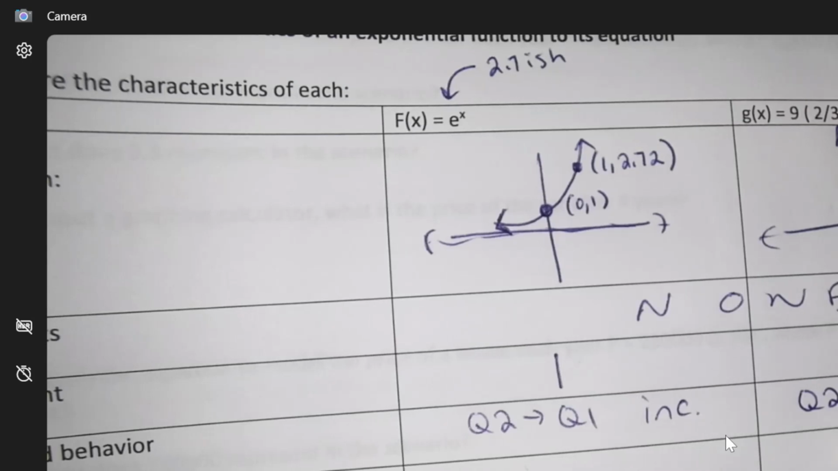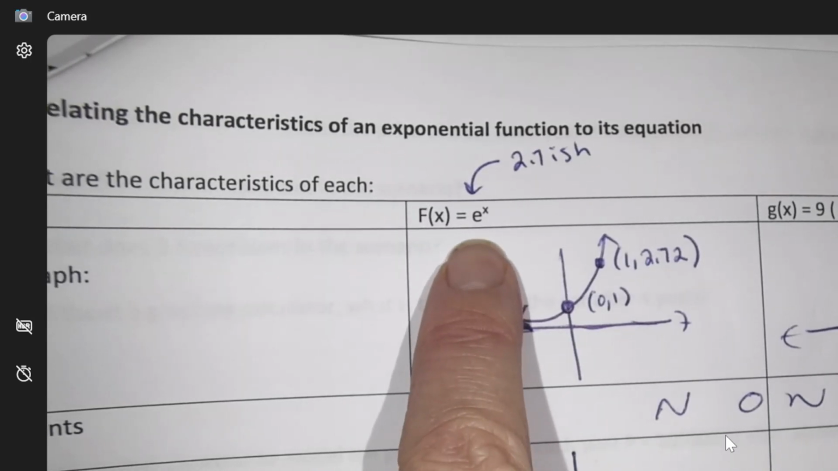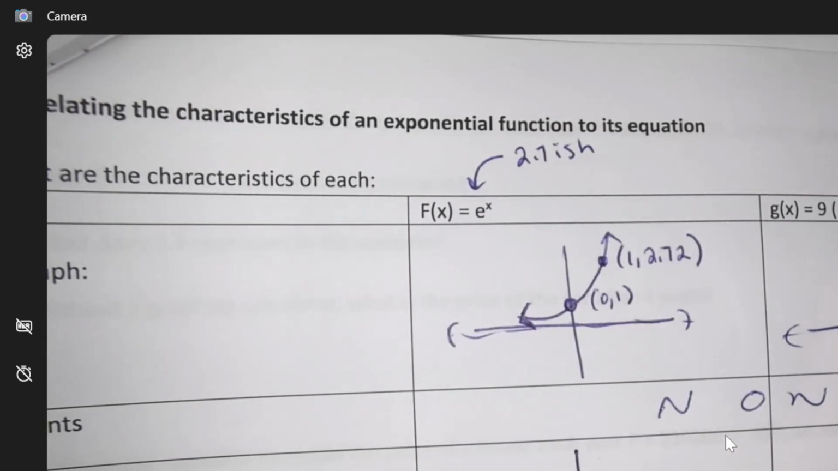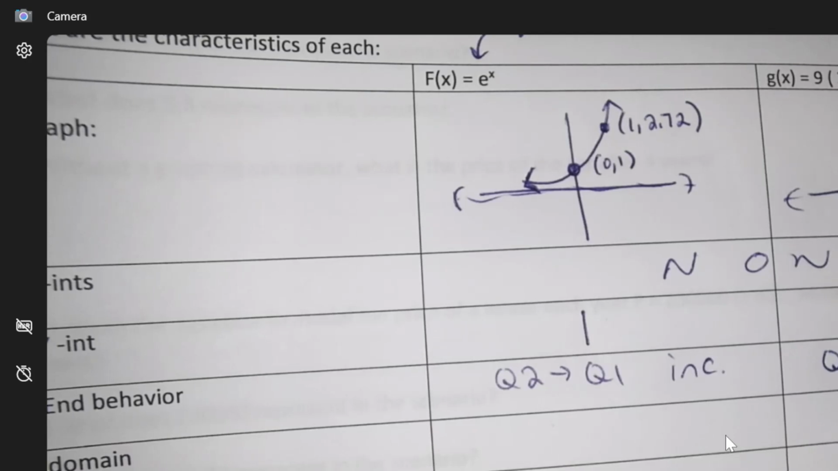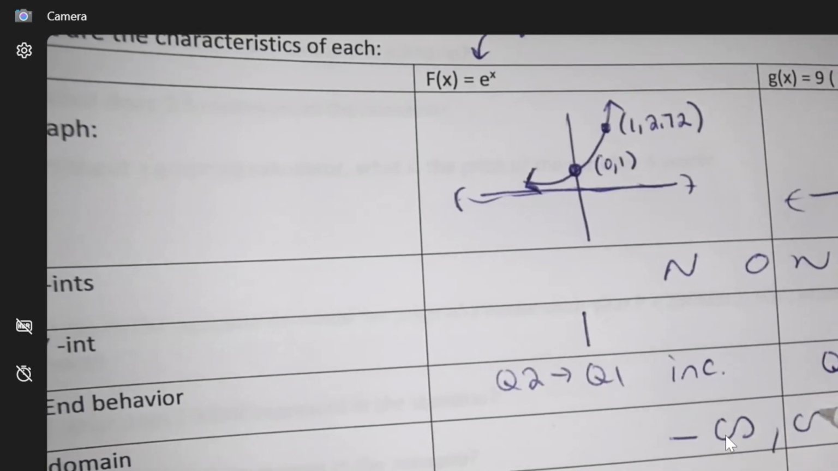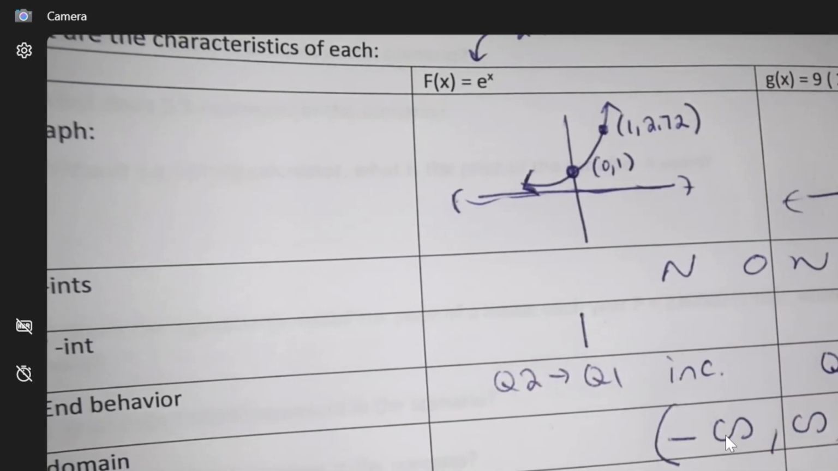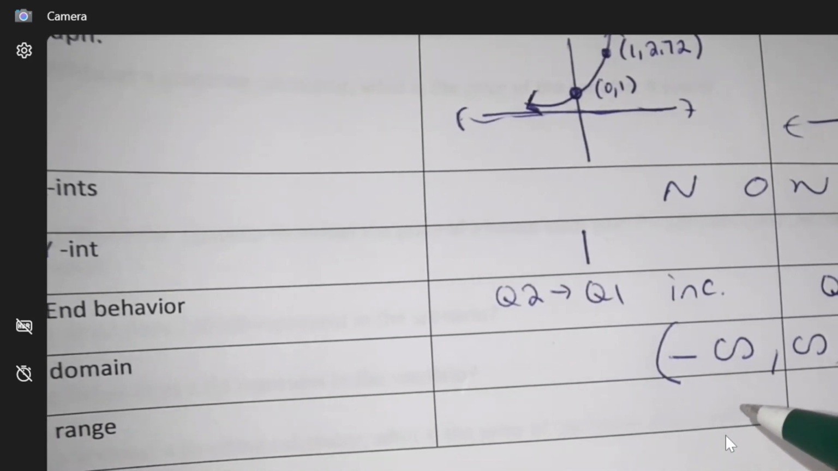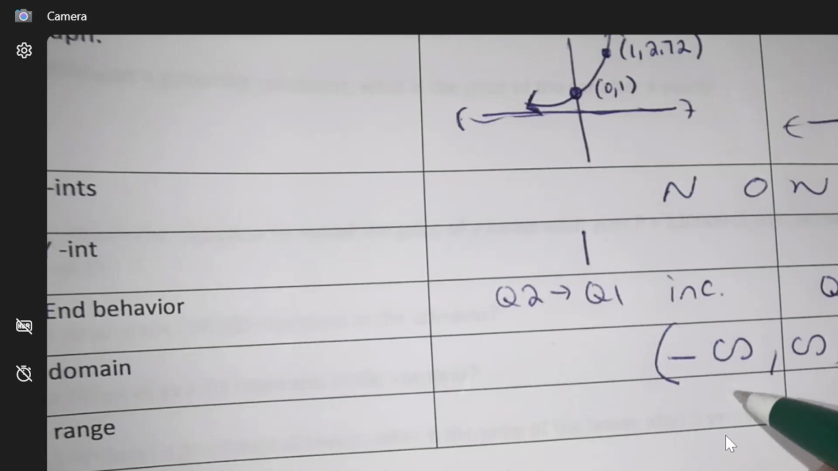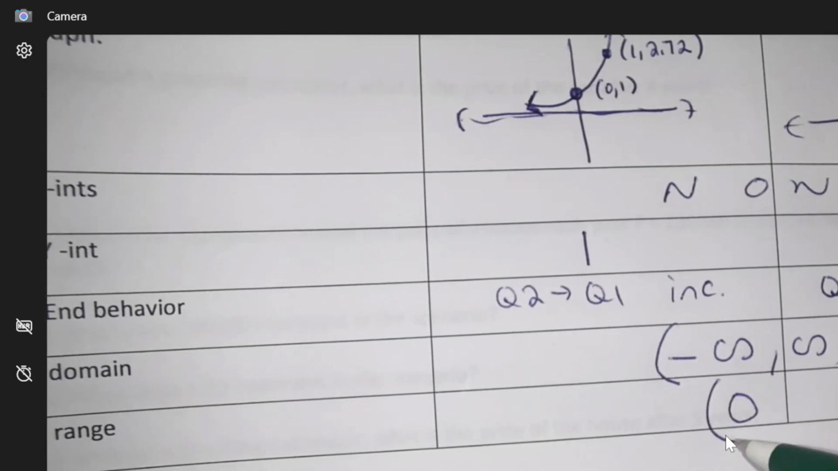Okay, and so before I graphed it, how did I know that that was going to increase and this was going to decrease? What told me? The base is bigger than 1 because it's 2.7, and here the base is 2/3, so it's less than 1, decrease. And then the domain is the same for both. So the domain is all real numbers. And again, the range is restricted; the lowest height is 0, but not quite.